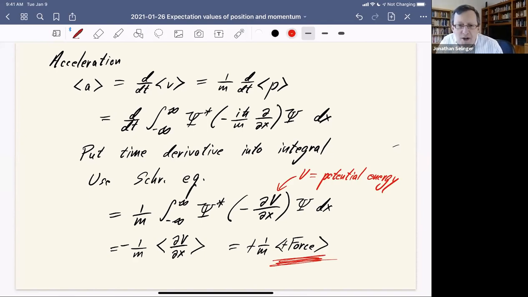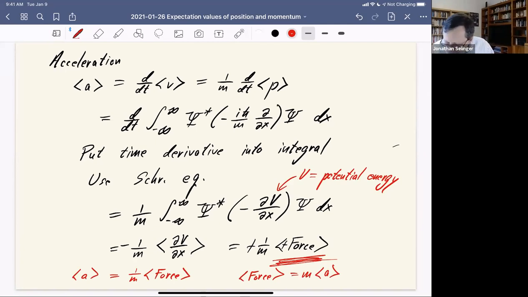Has anyone ever seen an equation that involves acceleration and mass and force before? Newton's second law. Yes. So look, this is what it's saying, that the average acceleration is 1 over mass times the average force, okay? Or if I multiply through by mass, the average force is the mass times the average acceleration, okay? And so this is like Newton's second law, but for averages, okay?